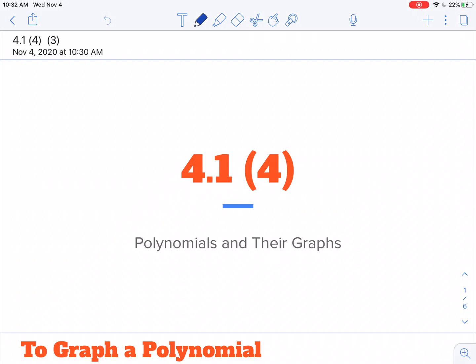These are the 4.1 Part 4 notes, polynomials and their graphs. And what we're going to be doing today is taking all the information which we've already learned and putting it all together and then graphing a polynomial. So everything that we've had for the past 3 days, learning about the degree of the polynomial, what that means about the polynomial, what it looks like, etc. We're going to apply all of that at once.